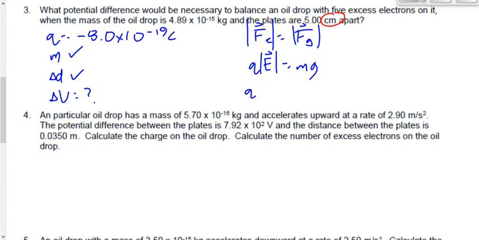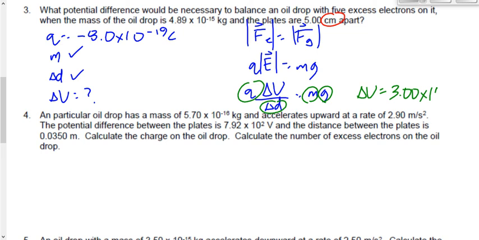Electric field between 2 parallel plates is delta V over delta D. We've got charge. We've got the distance between the plates. We just got to make sure we put it in meters. We've got the mass. We've got g as gravity, 9.81. We solve for the potential difference there. And when we do solve for the potential difference, mgd over Q gives us 3.00 times 10 to the 3 volts.